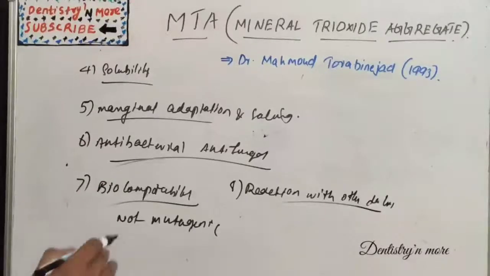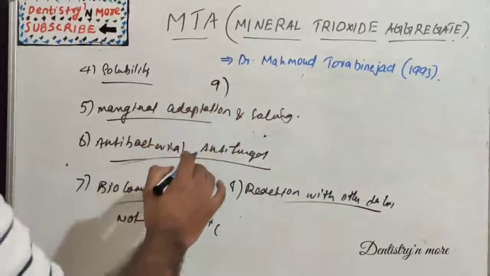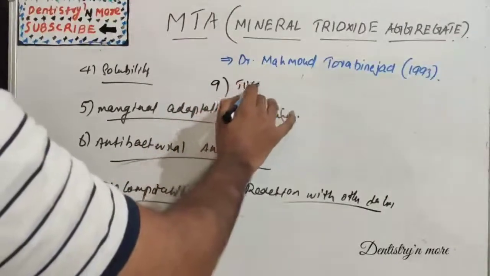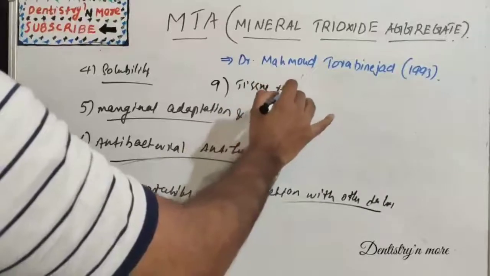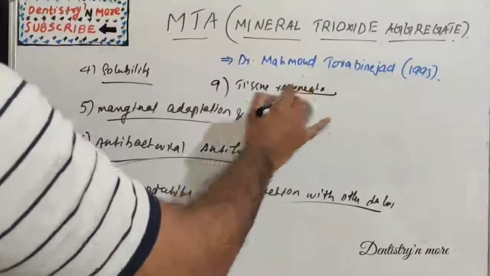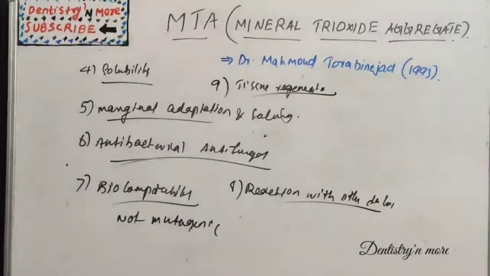And the next property is tissue regeneration. MTA is capable of activation of cementoblasts and production of cementum. So it consistently allows for overgrowth of cementum and also facilitates regeneration of periodontal ligament, and it allows bone healing and eliminates clinical symptoms in many cases.